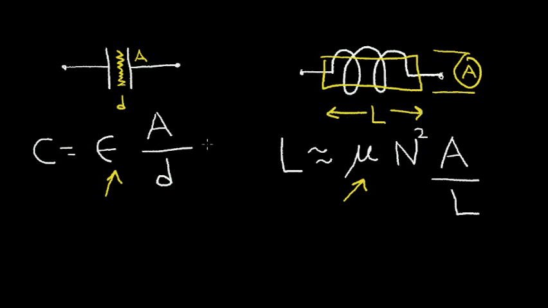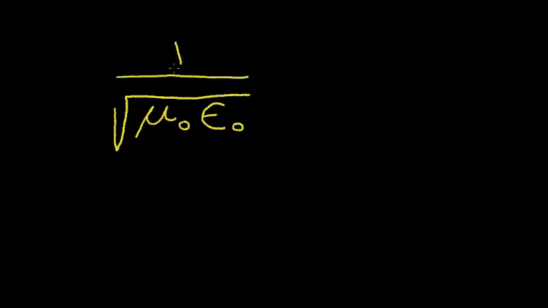The one thing that's very interesting to me is that the property epsilon and the property mu are very fundamental to nature. Let's just talk about that a little bit. If we take the quantity mu of free space, I'll call it mu sub zero, multiply it by epsilon of free space, I'll call that epsilon sub zero, take the square root and divide that into 1, and if we calculate the value, it turns out that this is equal to the speed of light, which I'll call C prime so we don't confuse it with the C of capacitance.